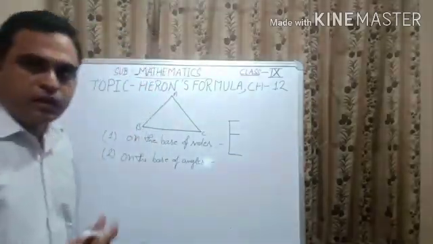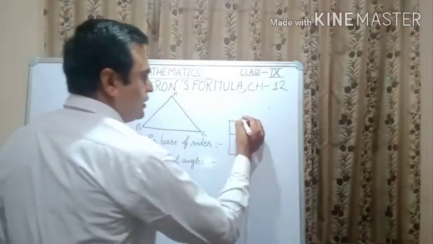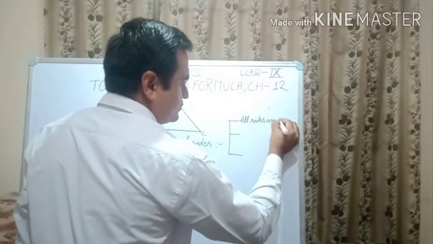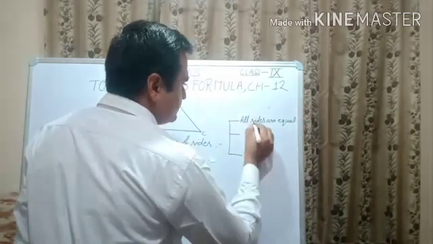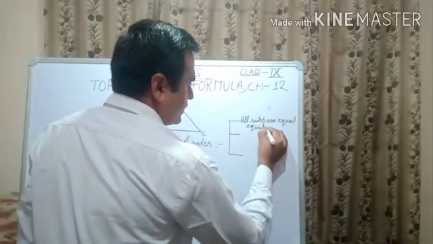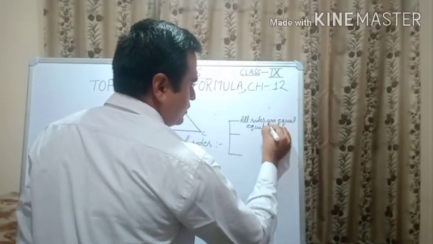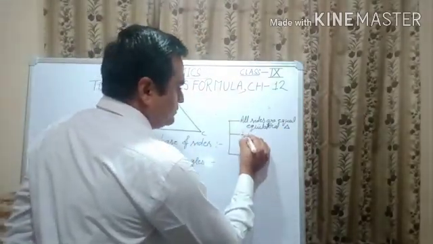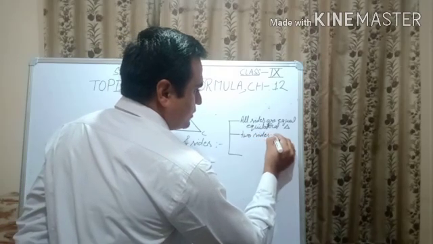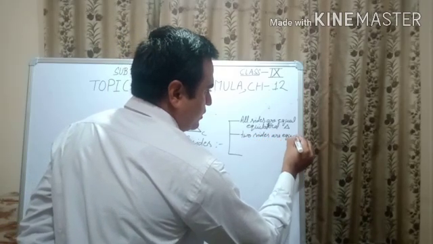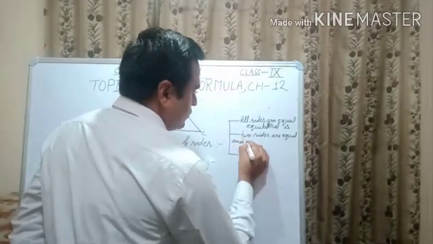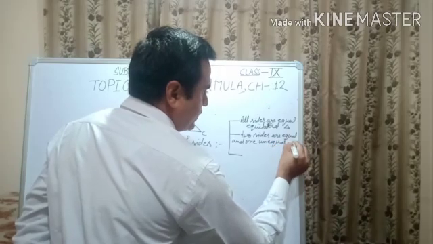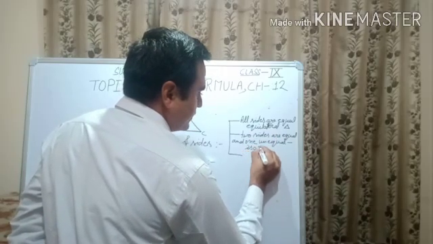As we very well know, a triangle has 3 sides. If all sides are equal, then the triangle type is equilateral triangle. And when 2 sides are equal and one unequal, then the type of triangle is isosceles triangle.